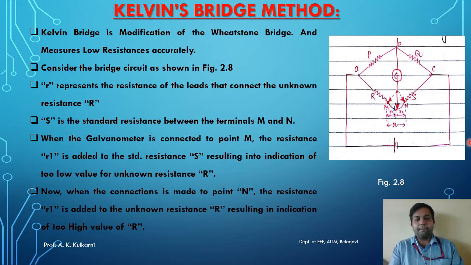If I compare this circuit diagram of Kelvin's bridge, it is similar to the Wheatstone bridge, is it correct? So Kelvin's bridge method is a modification of what? Wheatstone bridge, and it is meant to measure low resistance accurately, whereas in the case of the Wheatstone bridge, low resistance cannot be measured accurately. So with the help of Kelvin's bridge, we can measure low resistance accurately.